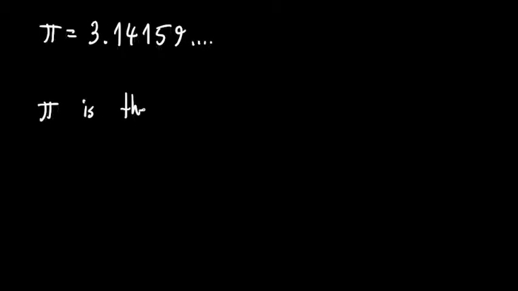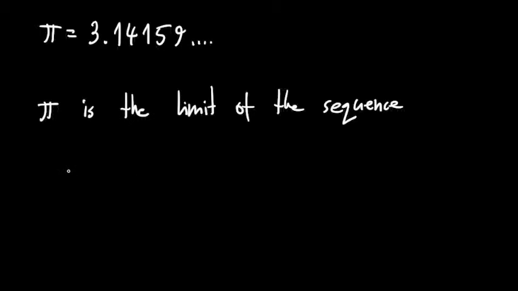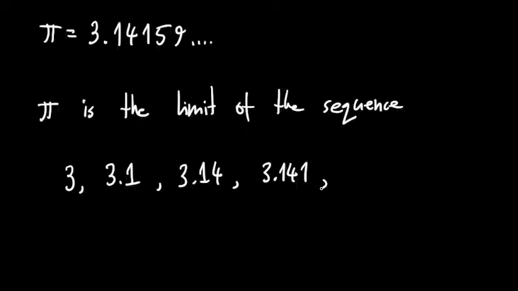The concept of a limit of a sequence has numerous applications. Every irrational number is the limit of finite portions of its presentation as an infinite decimal. For example, the number pi, which is equal to 3.14159 and so on, is the limit of the sequence 3, 3.1, 3.14, 3.141, 3.1415, 3.14159, and so on.